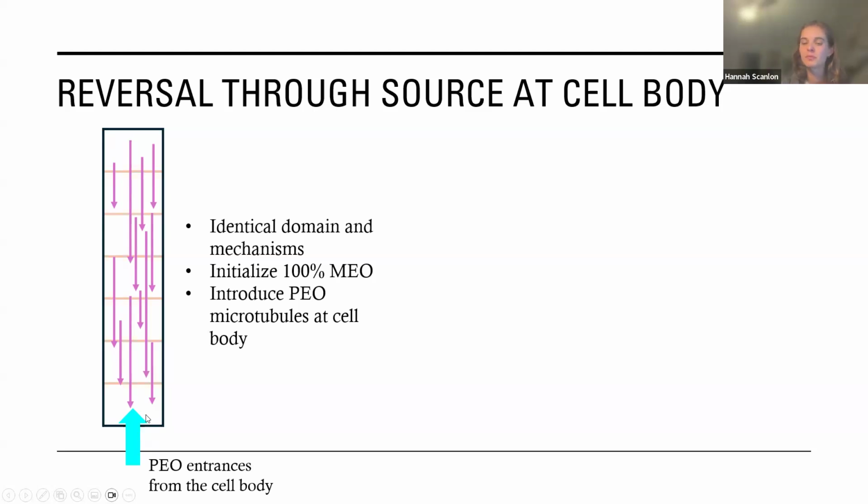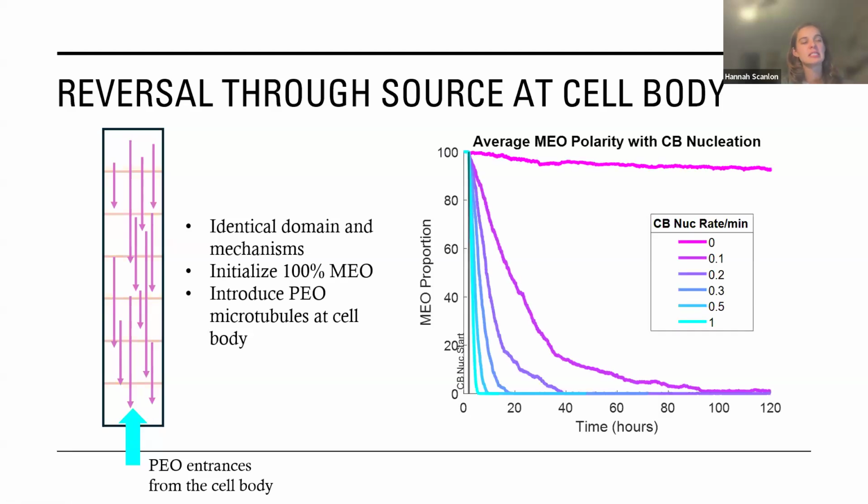I ran these simulations for a number of different nucleation rates for microtubules coming in from the cell body. First, if there are no microtubules coming in from the cell body, so a zero nucleation rate, we see this minus end out polarity still pretty well maintained. This is the same result I showed you earlier, that the system without any interruption does a pretty good job of maintaining biased polarity.